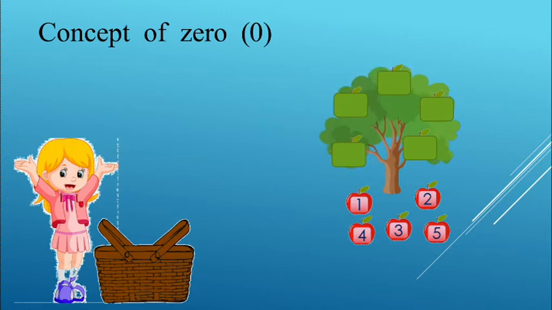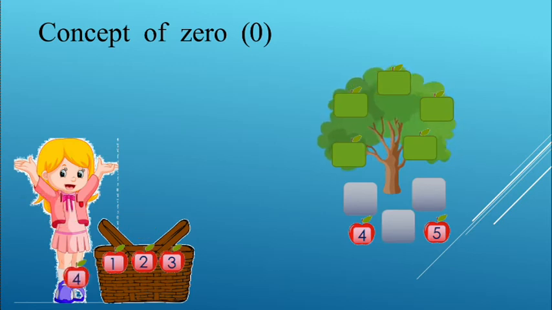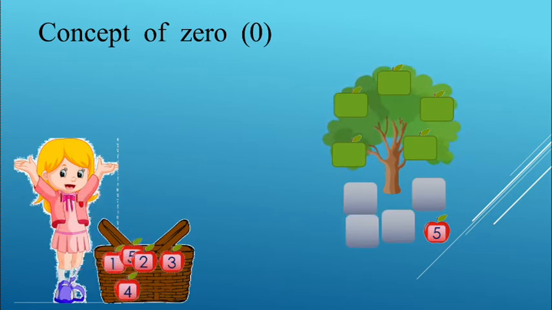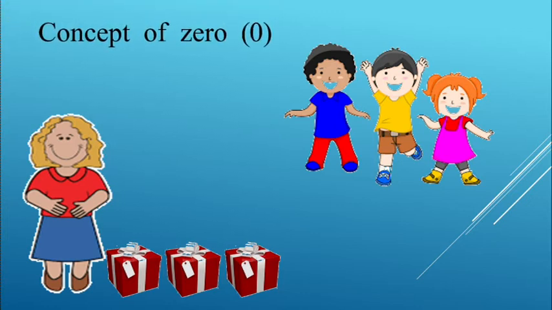Now this little girl has collected all the apples from the tree. 1, 2, 3, 4, 5. So there are 0 apples on the tree. Students, now let's take another example of the concept of 0.